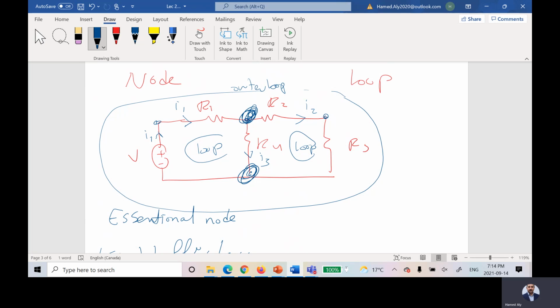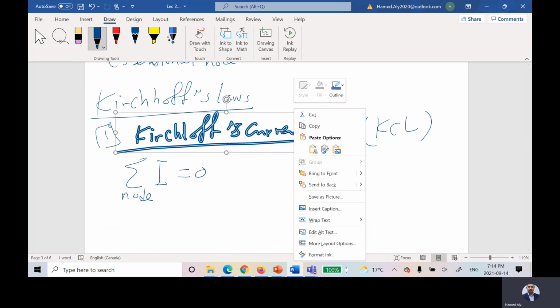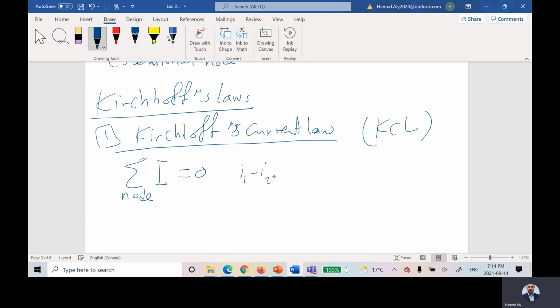So if I assume that the current for this guy will have a positive sign, what about this current and this current? Based on that, the summation of I is equal to 0: I1 minus I2 minus I3 is equal to 0. What about if I assumed a different thing? If the current that hits the node has a negative sign, so the currents that leave the node have a positive sign, I will have negative I1 plus I2 plus I3 is equal to 0. Is it the same equation? Yes. You multiply that equation by negative 1.